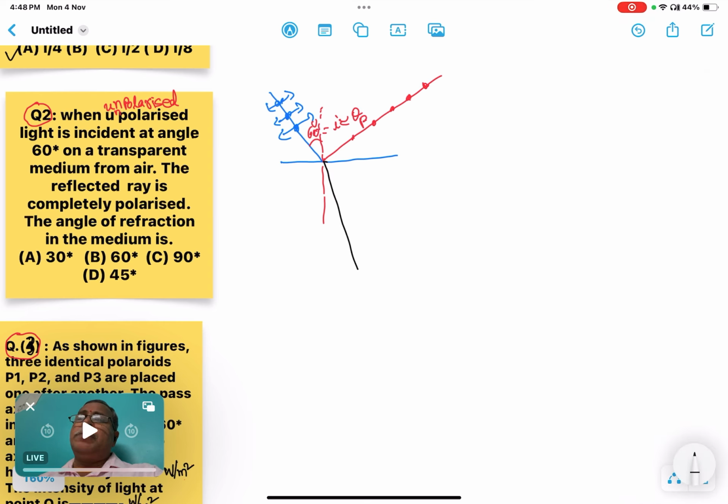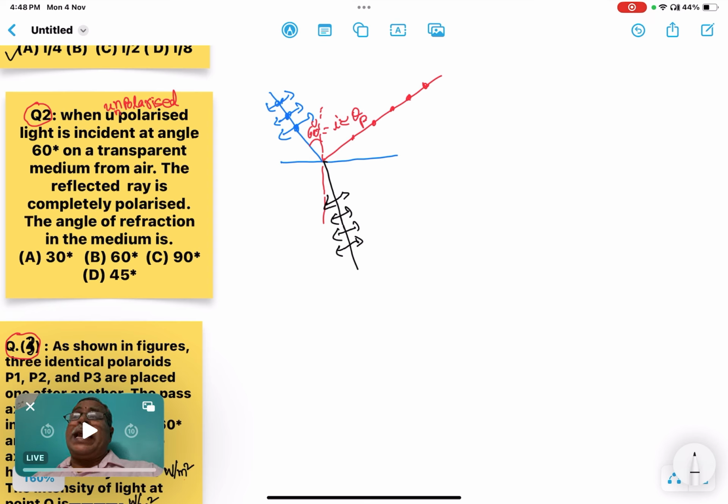It is transmitted like this. The glass plate is allowing the aero components by refraction, and it eliminates the sigma components by reflection. So this is the information now. Brewster explained this concept for polarization.